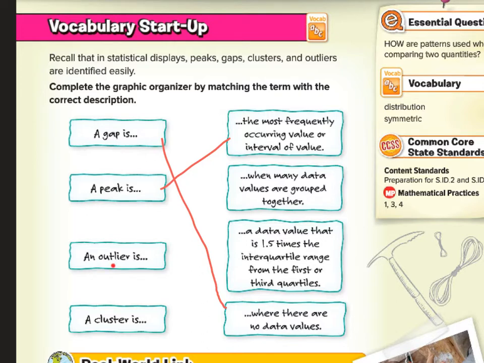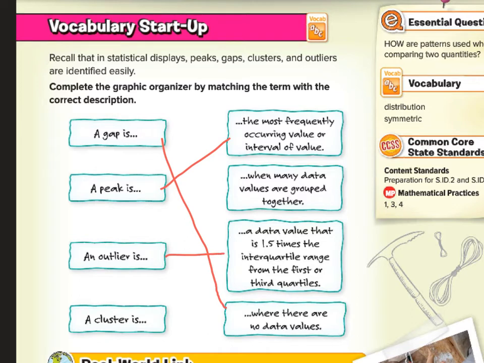An outlier. I think a lot of you recall that an outlier is one piece of data that just doesn't seem to belong, one that sticks out or can be a fluke. Okay, and we can see that right here. It is a data value that is 1.5 times the interquartile range from the first or third quartiles, meaning it is farther out than our maximum or minimum. It's 1.5 times the interquartile range.